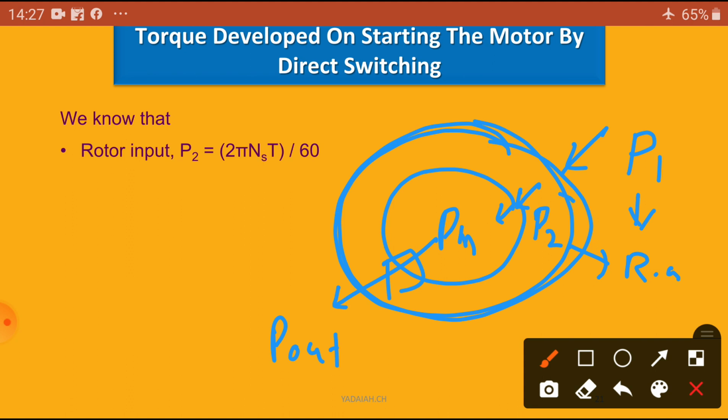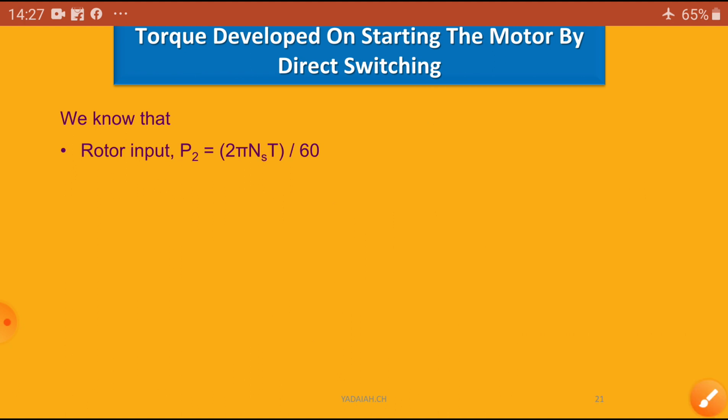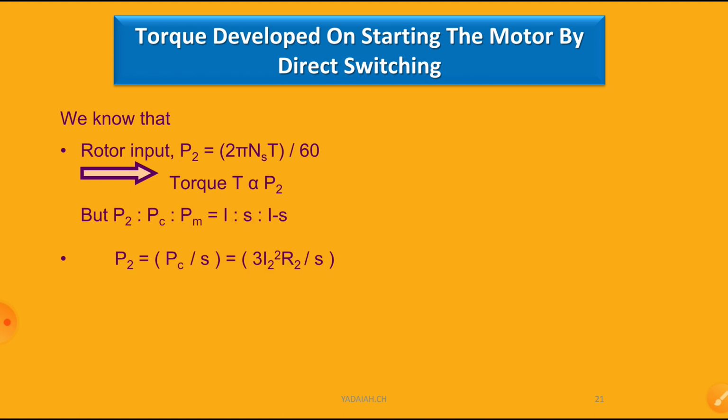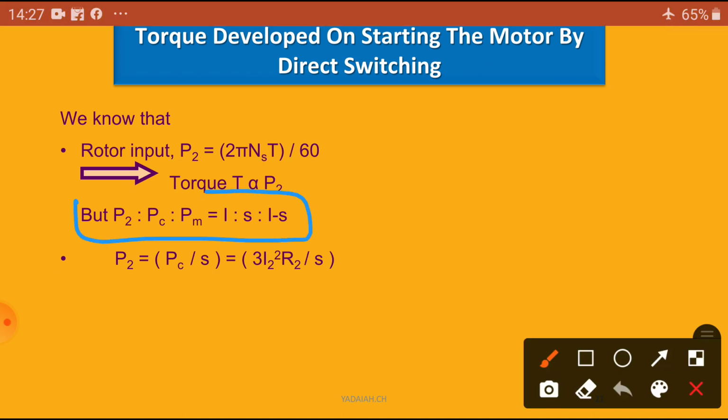Now, what is the relation? P2 is the rotor input, PM is the mechanical power generated in the rotor, and then the rotor copper losses. We know the formula. The rotor input P2 is equal to 2π N_s T by 60. The torque is directly proportional to the rotor input P2. If rotor input is more, the torque is also more. But we know the relation, which we already know.